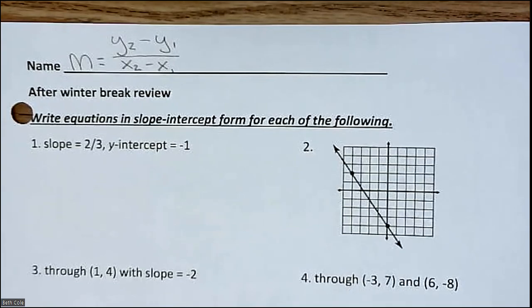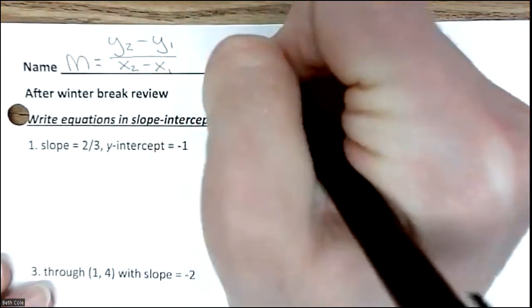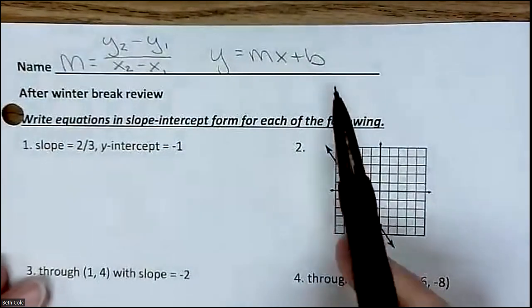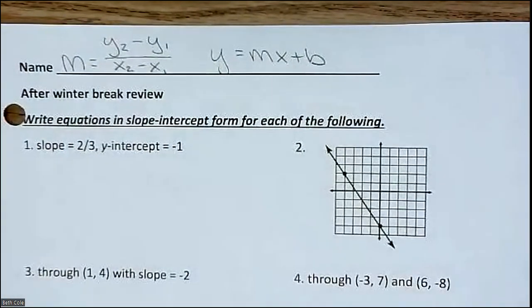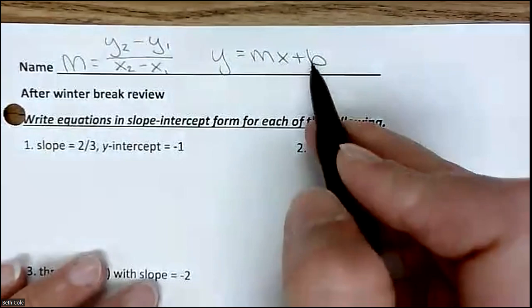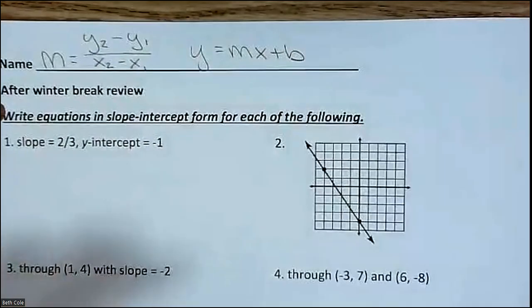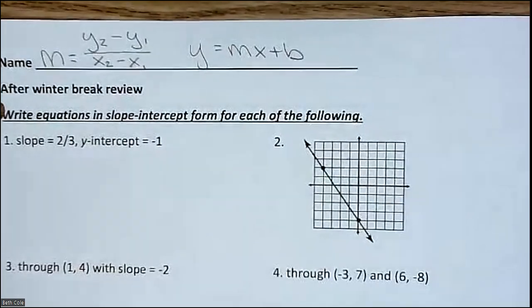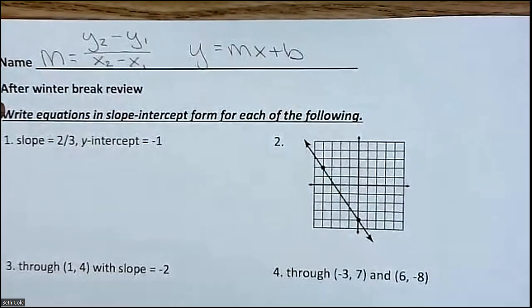Our slope intercept form is that y equals mx plus b. B is the y-intercept. Now, if you don't have the y-intercept, that's a really picky piece of information. If you don't have that, you have to do point slope form. Y minus y equals slope x minus x.